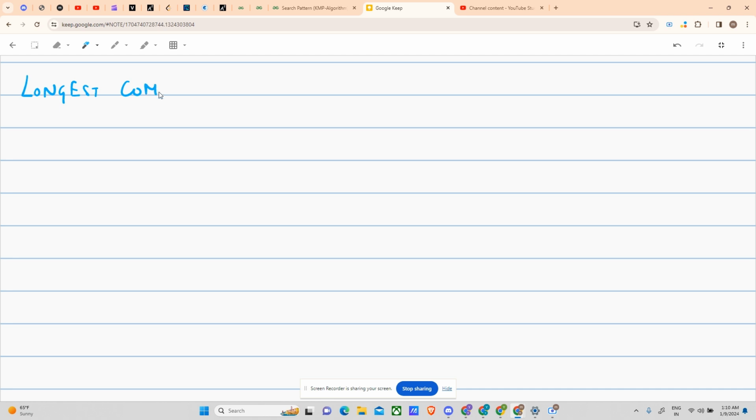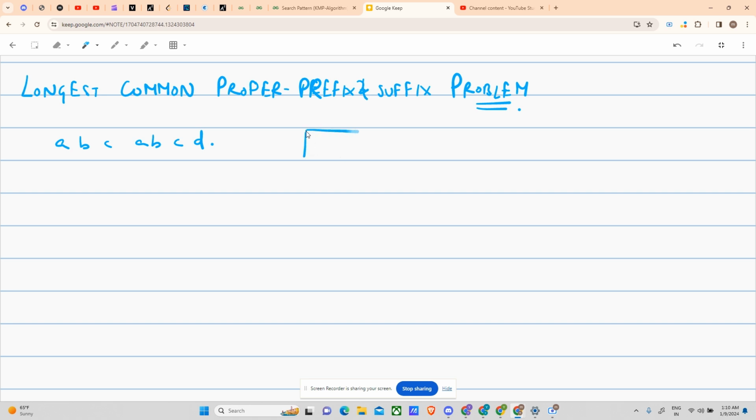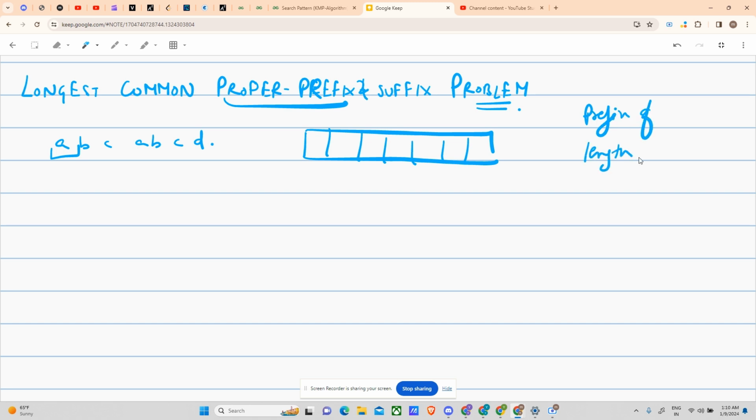Longest common proper prefix with suffix. The problem says, suppose you have a string A, B, C, D and so on. You have to construct an array related to each index. So there are seven places here, 0, 1, 2, 3, 4, 5, 6 indices. As you can see, this string is simple. What is the meaning of proper prefix? A prefix of length less than the length of the input string. So the proper prefix for this one is only the empty string.